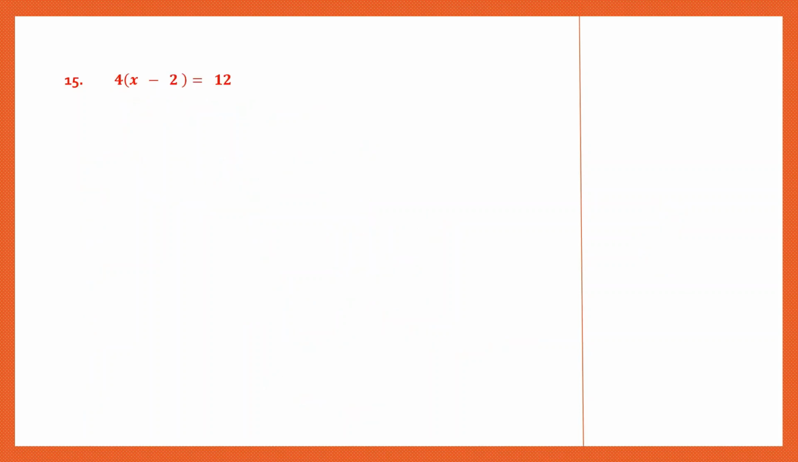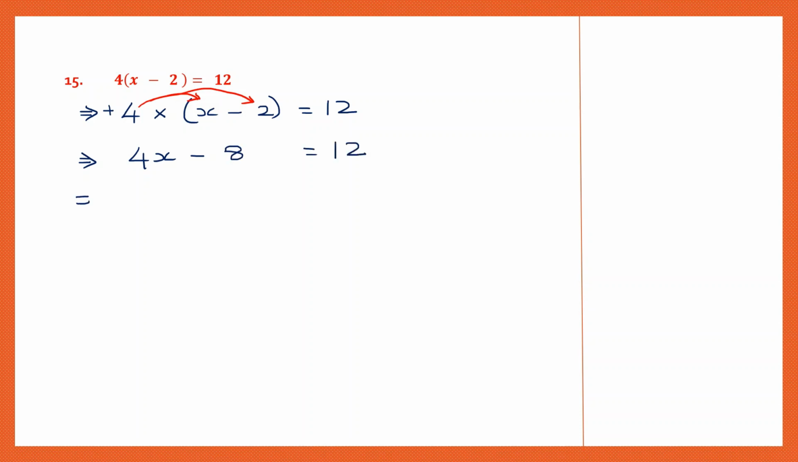Question 15. Let's open these brackets. Before that, let me expand that question. So 4 and there's no sign, that means it's understood 4 into x minus 2. The rest will remain the same, is equal to 12. Now first multiply 4 into x and then multiply 4 into 2. So let's do that. 4 into x is 4x. Then look at the sign. This is a plus sign and minus 2. So plus into minus is minus. 4 2s are 8. This is equal to 12.